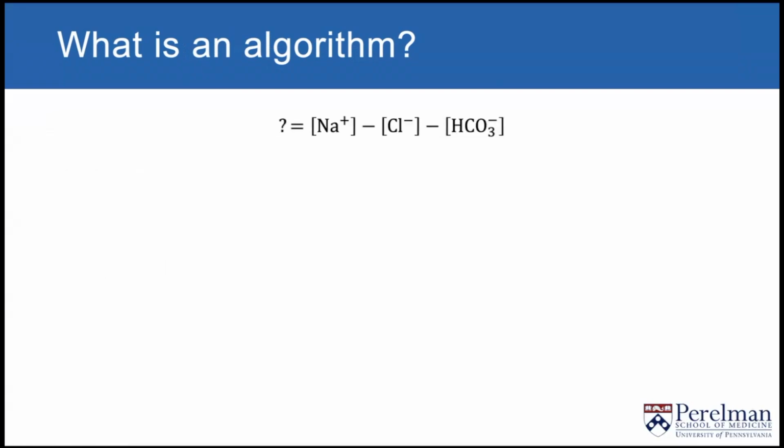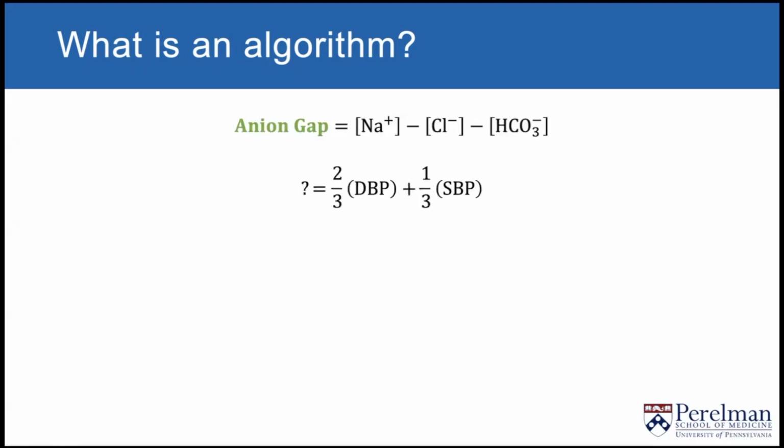So this one, you might remember from chemistry. These represent the serum concentration of sodium, chloride, and bicarbonate. In clinical medicine, this is a very common algorithm for calculating something called the anion gap, which is used for downstream decision making. The point is that we take three different lab values, sodium, chloride, and bicarb, and we compute some other metric called the anion gap that we use in other applications that are not super important.